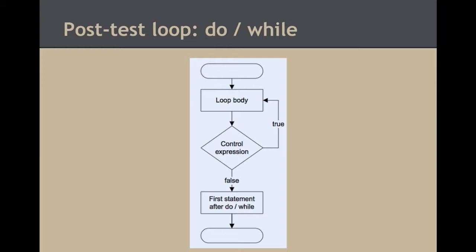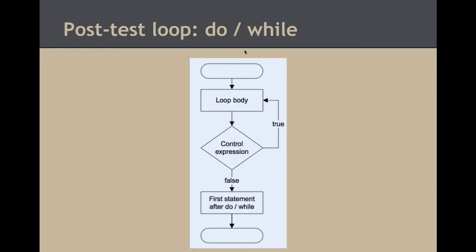Okay? So our other two loops, while and for, are both pre-test loops, which means that we evaluate the control expression before we execute the loop body. So it's possible, if the expression is false, that the loop body is never executed.